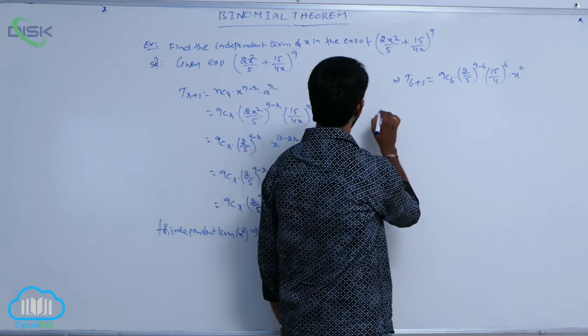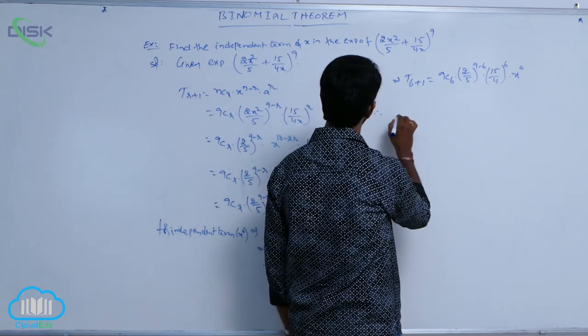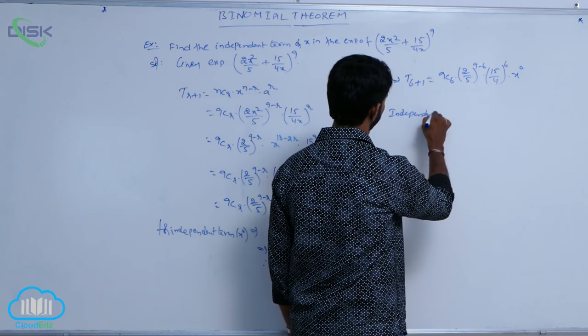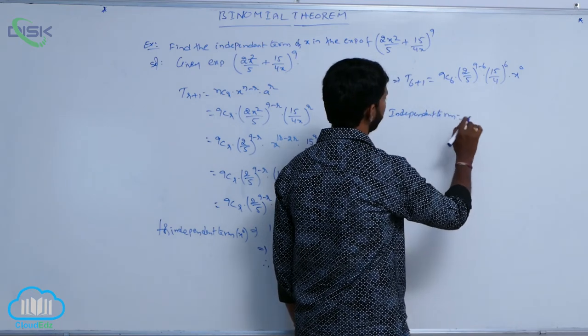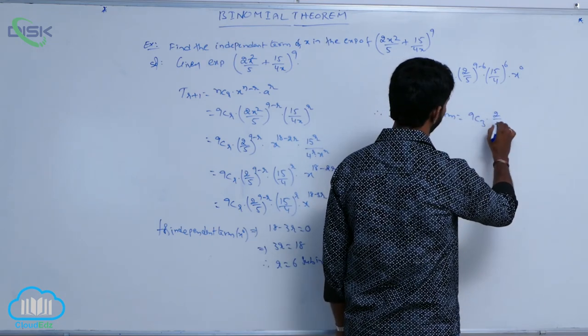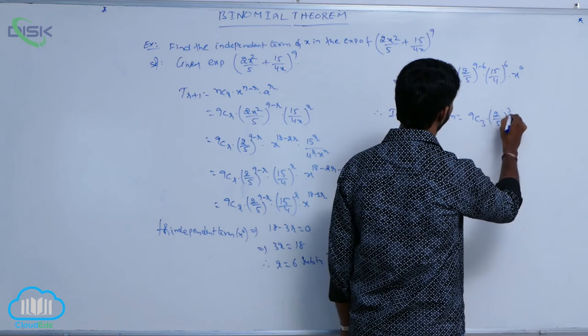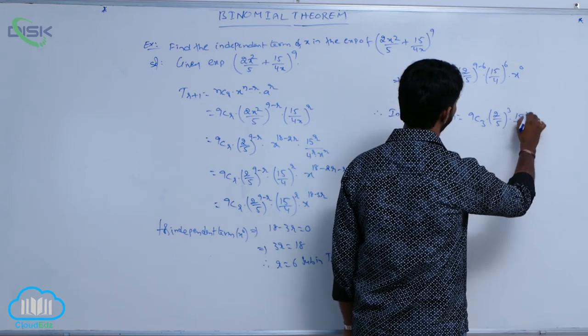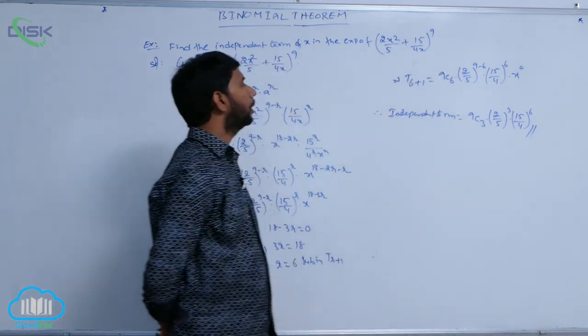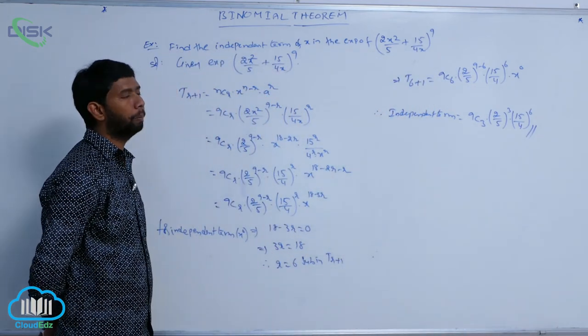Therefore, the independent term is equal to 9C3 into (2/5) whole cube into (15/4) whole power 6.